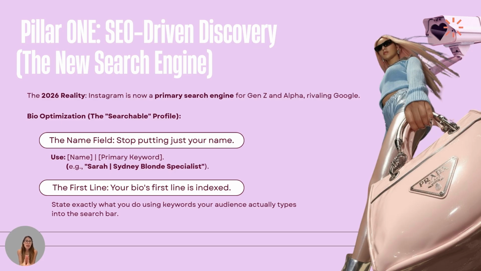So just to recap on that, the name in the field is an important search tool, as I highlighted previously. And your bio's first line is very much indexed. So it's the priority. It's what Instagram and the search engines will use as the first piece of indexing to identify your account.